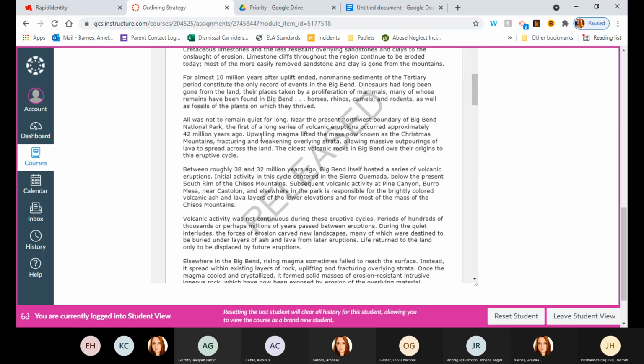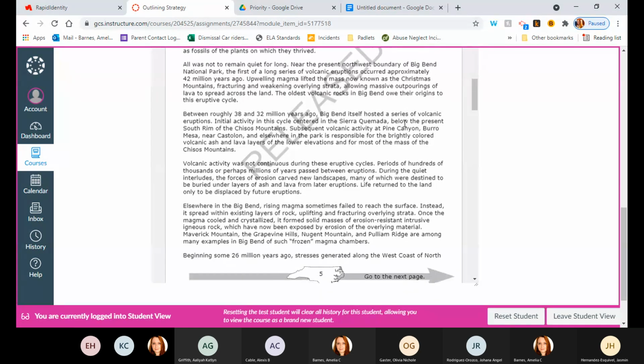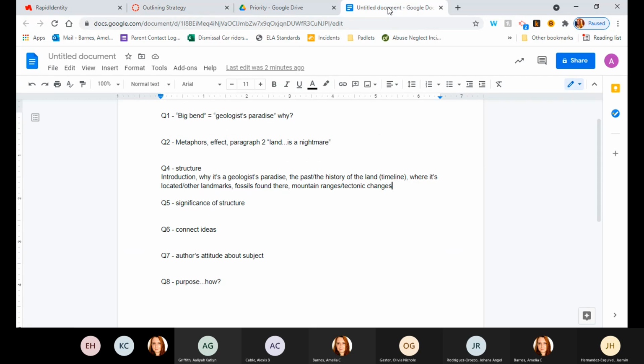All was not to remain quiet for long. Near the present northwest boundary of Big Bend National Park, the first of a long series of volcanic eruptions occurred approximately 42 million years ago. Upwelling magma lifted the mass now known as the Christmas Mountains, fracturing and weakening overlying strata, allowing massive outpourings of lava to spread across the land. The oldest volcanic rocks in Big Bend owe their origins to this eruptive cycle. So the next section is talking about, what are we talking about now? Okay, so now we've got volcanoes.